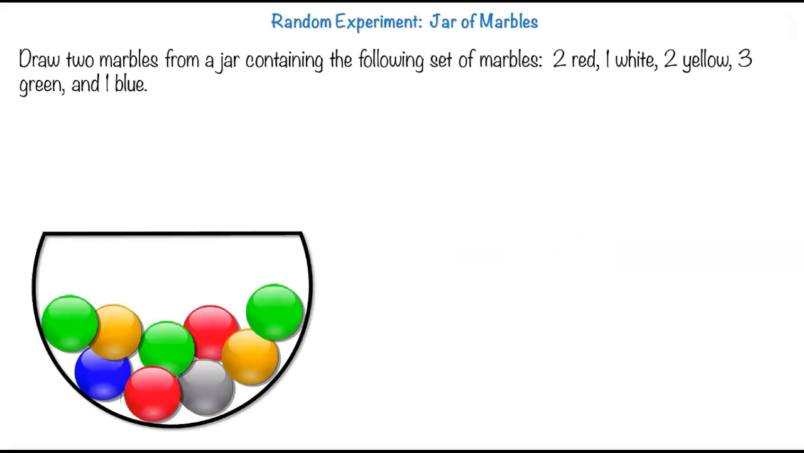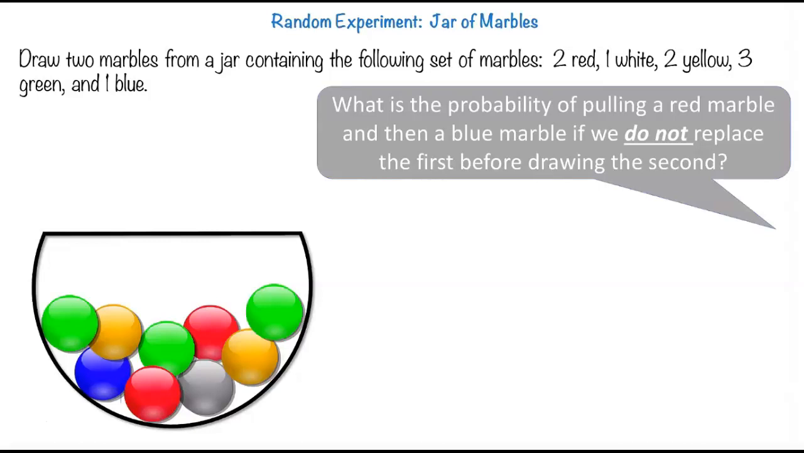Consider the following scenario. We have a jar of marbles. Inside that jar, there's 2 red, 1 white, 2 yellow, 3 green, and 1 blue. We want to find the probability of pulling a red marble and then a blue marble, but we will not replace the first before drawing the second. That is, we'll draw 1 marble, put it to the side, and then draw a second marble.